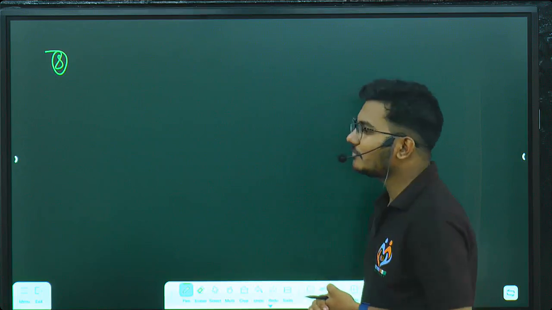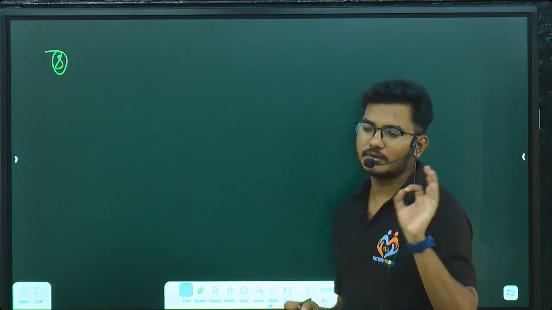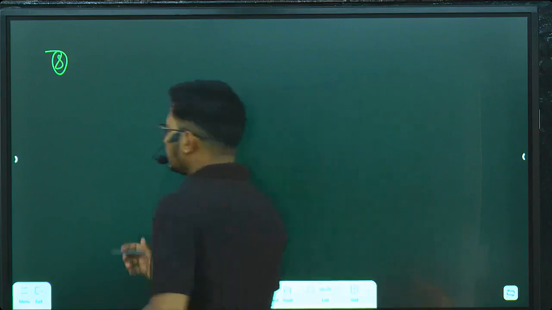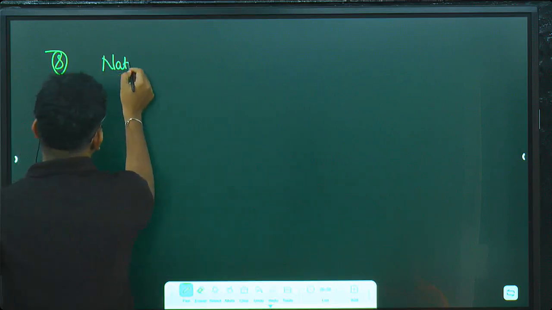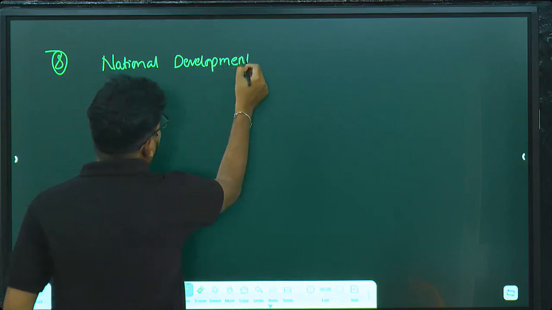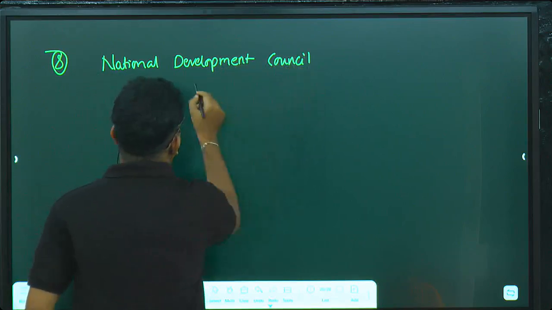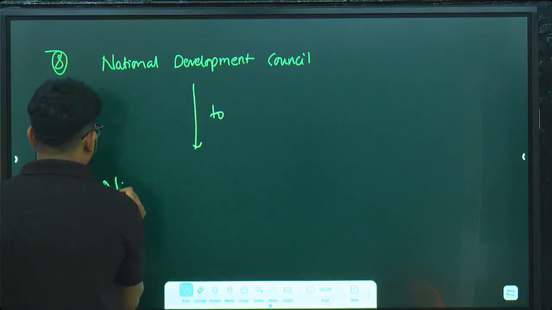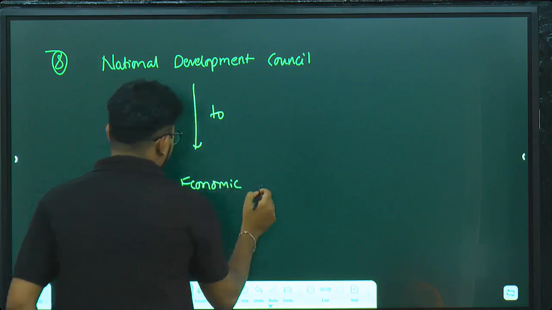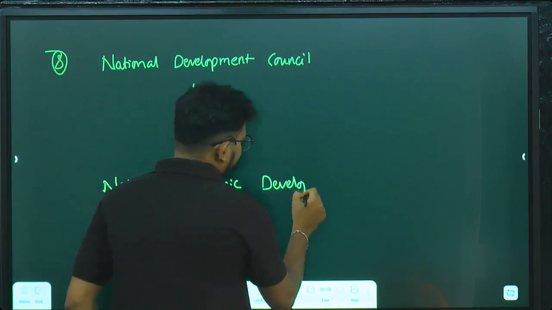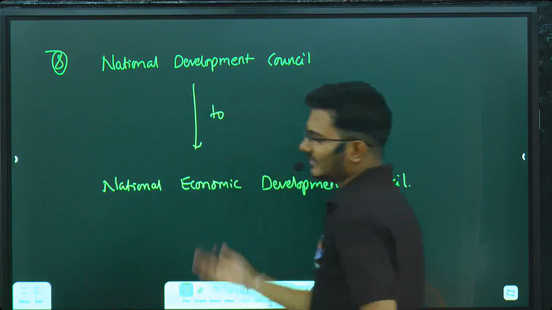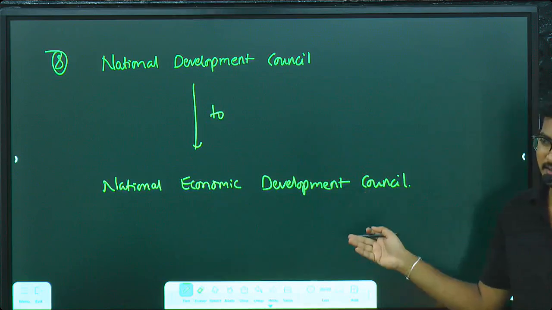So here the Sarkaria Commission is recommending to change the name of the National Development Council to the National Economic Development Council. Okay, so simple. National Development Council to National Economic Development Council. See, is there any relevance today?